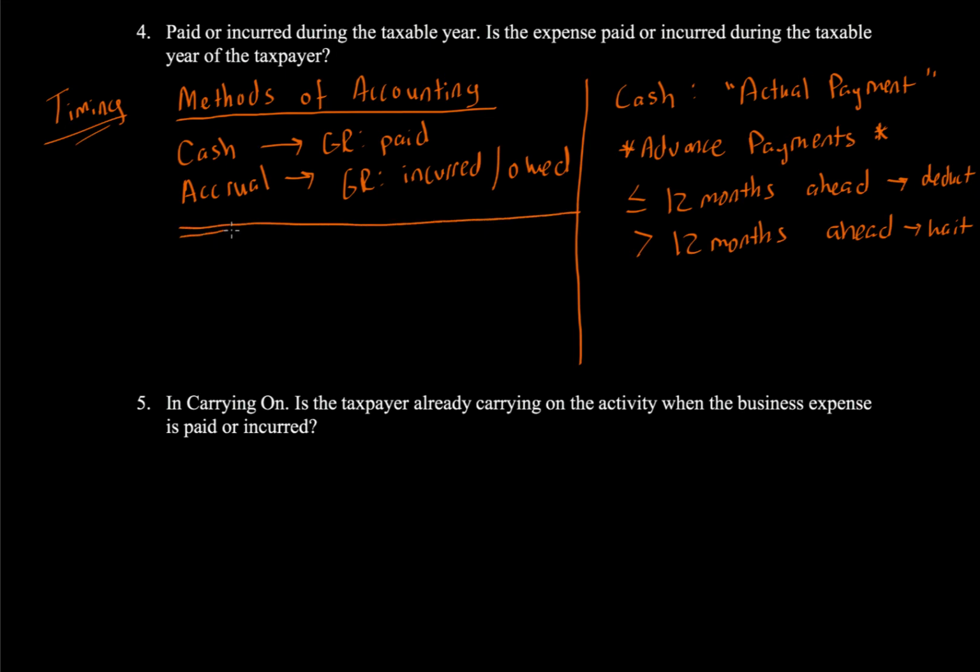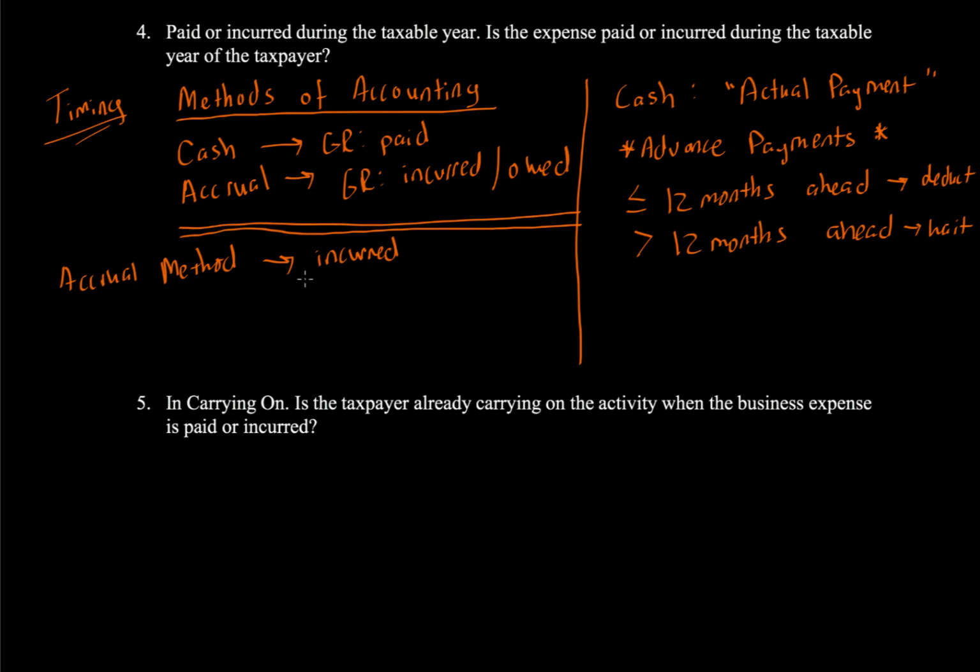Let's put 2 lines here to denote that we're going to talk about the accrual method down here. So under the accrual method, we record deductions when they're incurred or owed, not necessarily when payment has been made. So we have to go through when exactly the incurred or owed happens. So we'll just say incurred. When exactly does that happen?